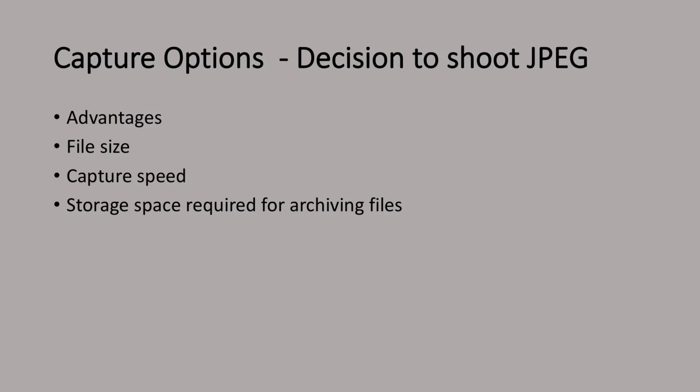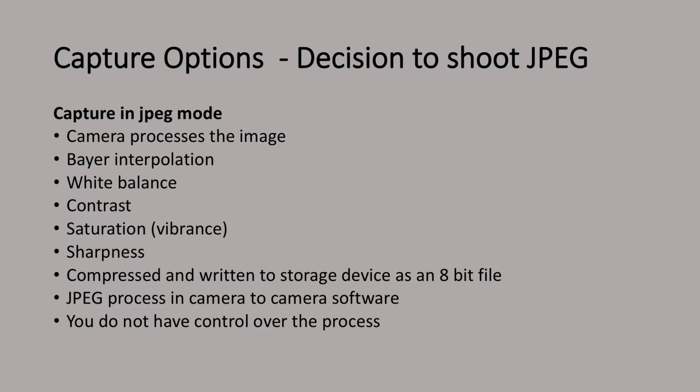So your first option is capturing with JPEG and processing. So capturing JPEG images has some advantages, mostly around file size, capture speed and storage space because of its small file size. This leads me to the problems with JPEG capture. It is small. It's an 8-bit file, and the file is processed in camera for white balance, contrast, vibrancy and sharpness before it's then compressed and saved or written to your storage device, such as your SD card.